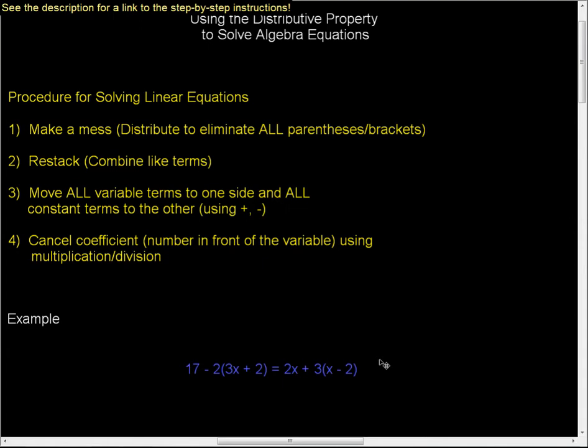And so the problem is this fourth one doesn't relate to that, but the rest of it kind of follows that idea. You're going to make a mess if you have to. You're going to restack all of your terms, meaning you're going to combine like terms on both sides. You're going to move the variables to one side and the numbers to the other, and then you're just going to kind of clean up whatever's left.